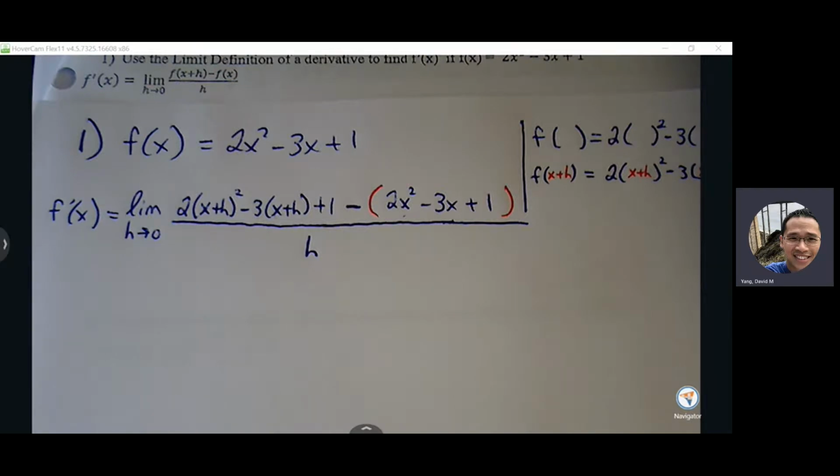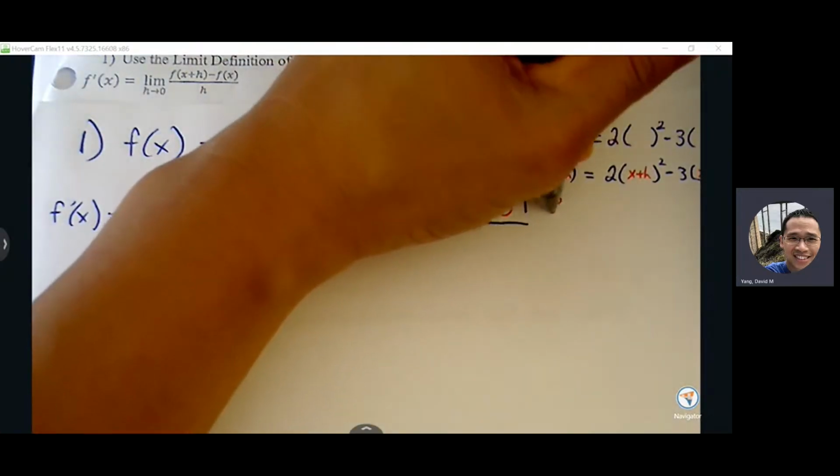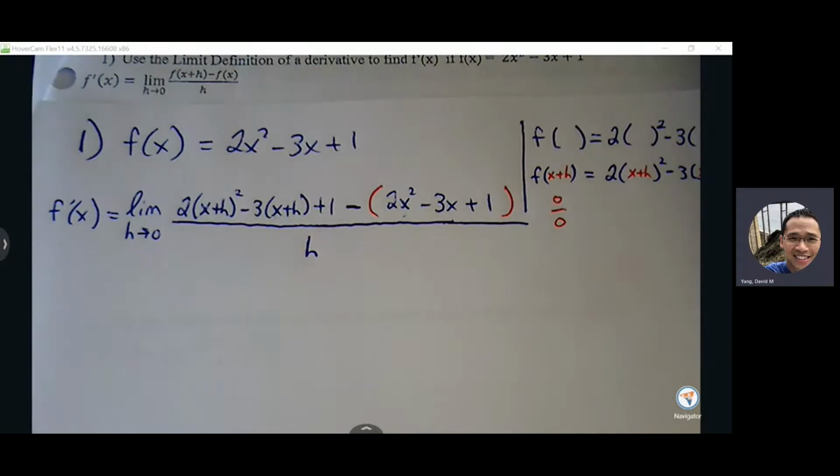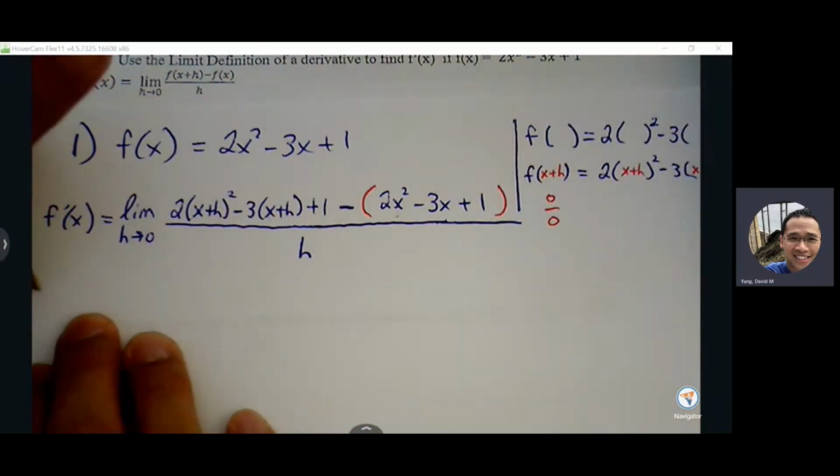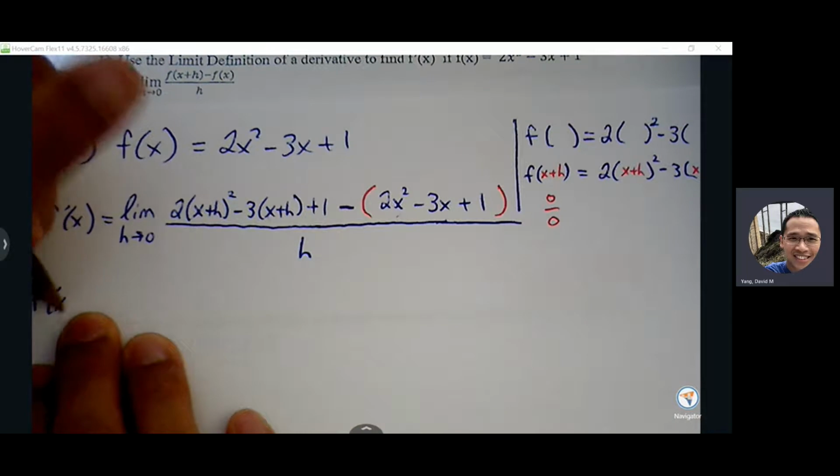And we're going to get 2x squared minus 3x plus 1 minus 2x squared plus 3x minus 1. Everything will go away in the numerator. We're left with 0 over 0. So we know there's a hole. We know there's a limit waiting for us. And we just have to clean up all that numerator.